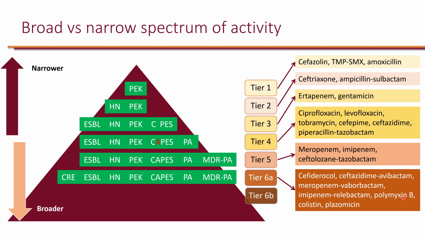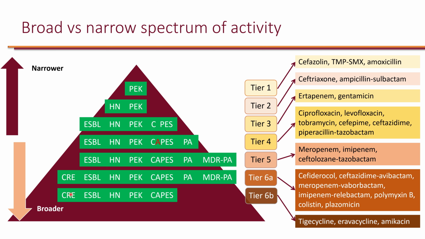So polymyxins, so polymyxin B and colistin, as well as plazomycin, which is an aminoglycoside, the most recent aminoglycoside, have good activity against these agents. They also have a tier 6B, because there are agents that are active against CRE and ESBL, but they actually do not have activity against Pseudomonas. So there is actually a hole in tier 6B, but still these are pretty broad, even though they don't have activity against Pseudomonas, because they are active against CRE.